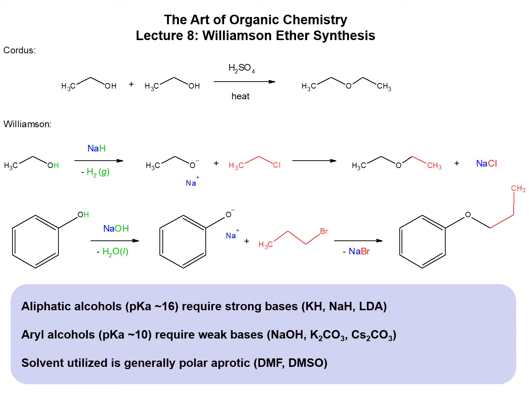The Williamson ether synthesis is not limited just to aliphatic alcohols. You could also use aryl alcohols. Here we show phenol with sodium hydroxide to form sodium phenoxide, which reacts with propyl bromide to form the desired product.